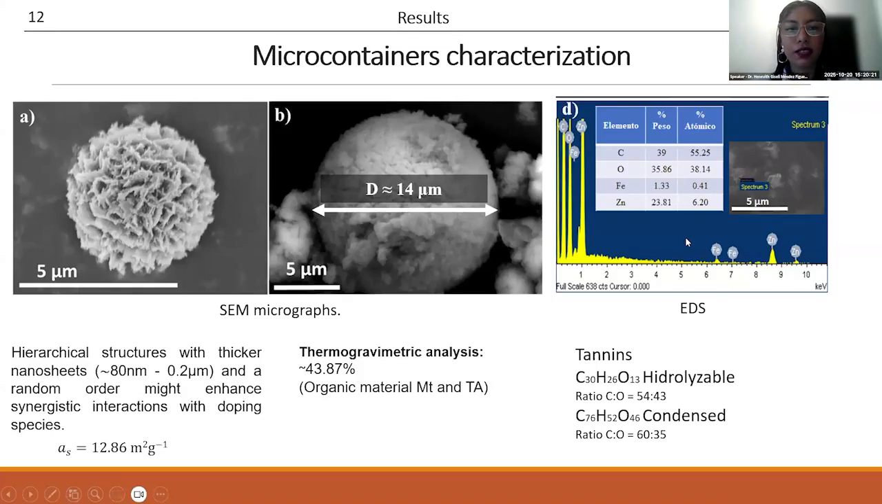Then the EDS analysis showed a carbon oxygen ratio consistent with tannin presence. And then with the nuclear magnetic resonance, we confirmed the presence of condensed tannins in the mimosa tenuiflora bark.